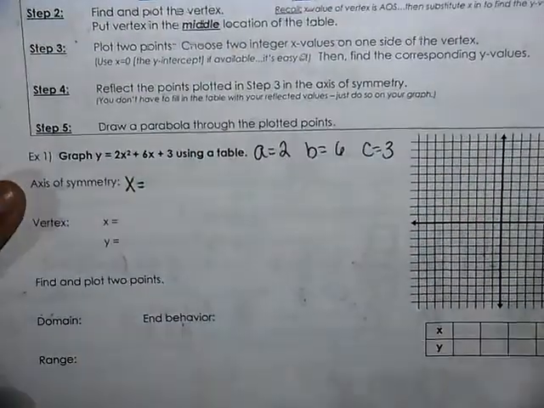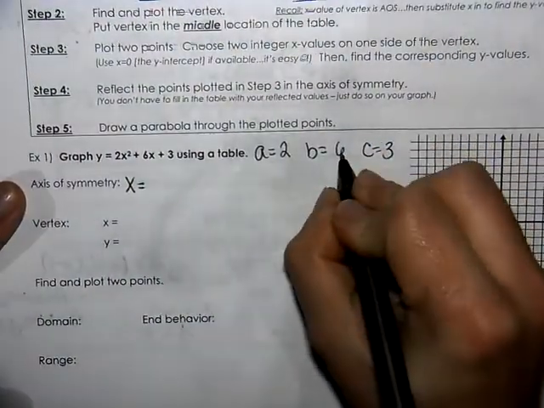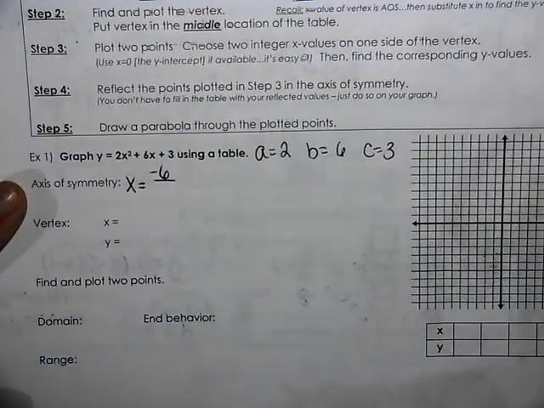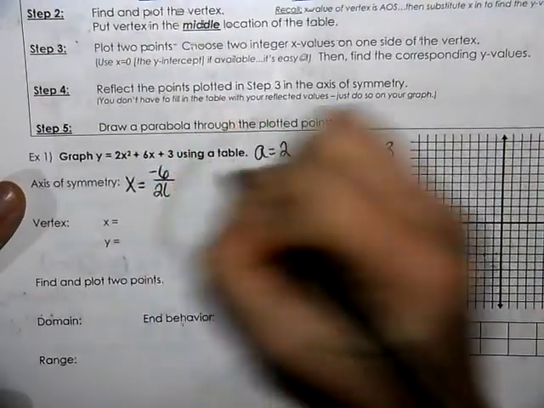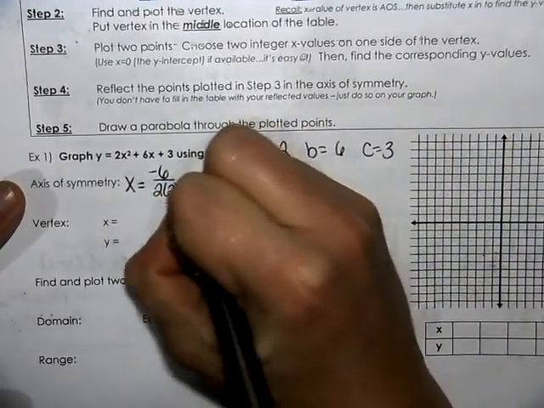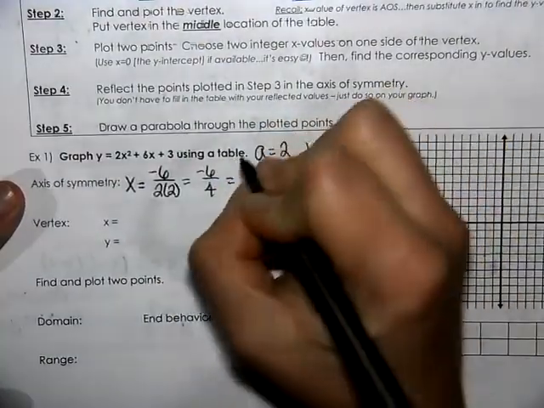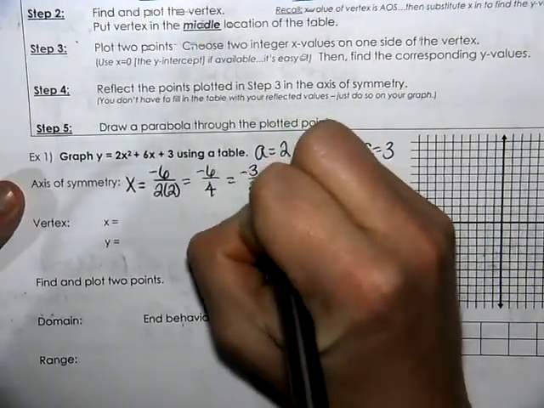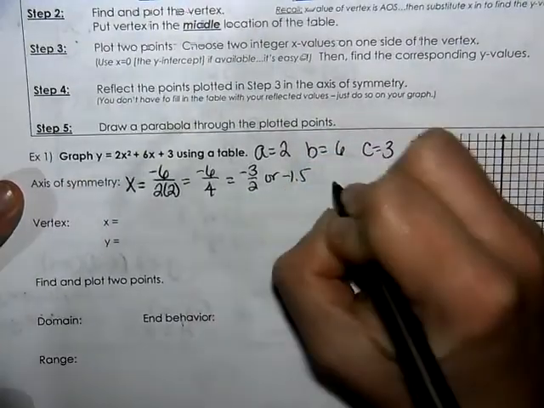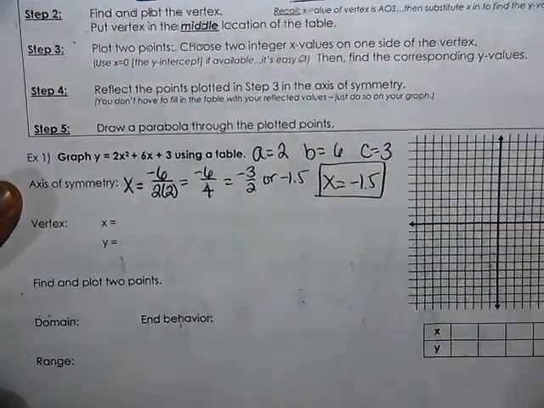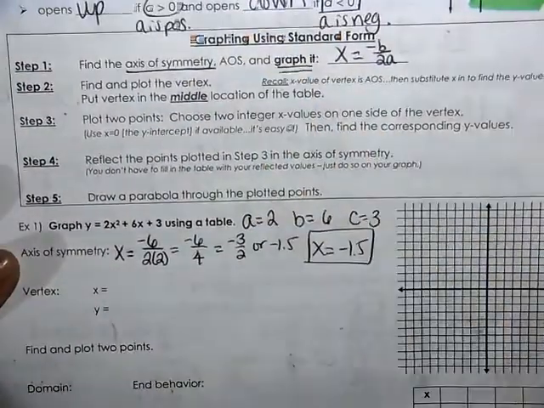So our axis of symmetry is x equals the opposite of b. The opposite of a positive 6 is a negative 6, divided by 2a, 2 times 2. So this is negative 6 divided by 4, and I'm going to simplify that even further into negative 3 halves, or negative 1.5. So x equals negative 1.5 is our axis of symmetry, and I am going to graph it.